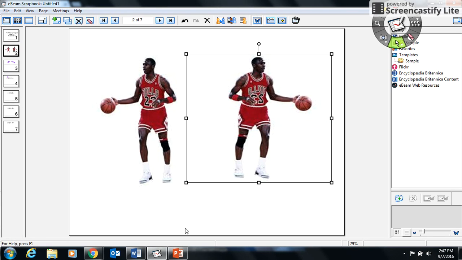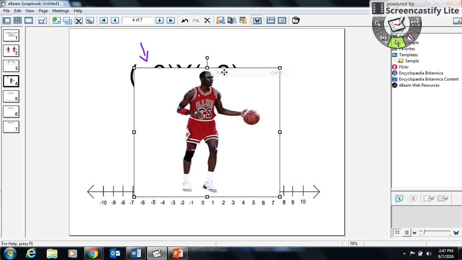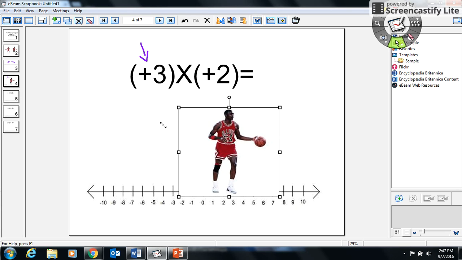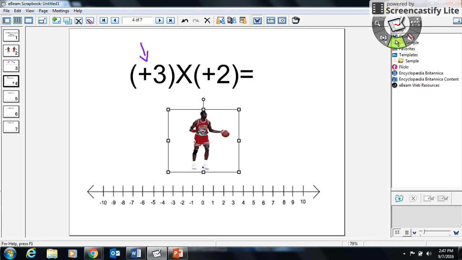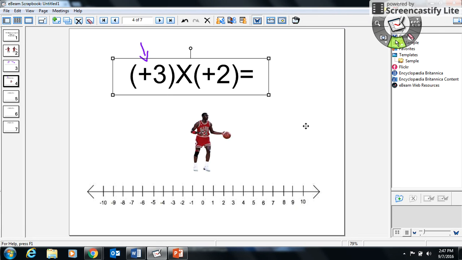We're going to copy him. And we're going to bring him back to this slide right here. Okay, so let's paste him in here. We're going to shrink him down. And we're going to move him over here so that he's right above the 0. Okay, see that? So there's Michael Jordan hanging out. Positive 3, which means he's going to face the positive side. So he's facing that way.